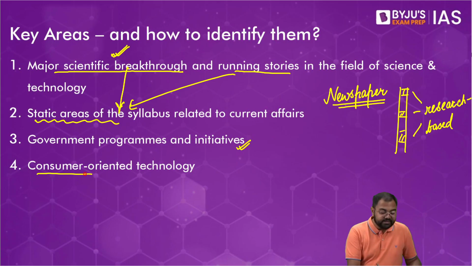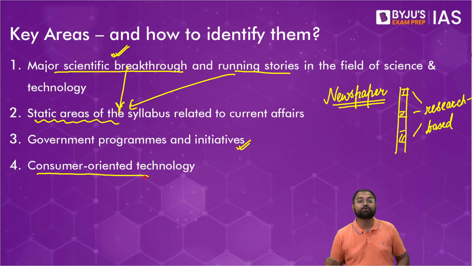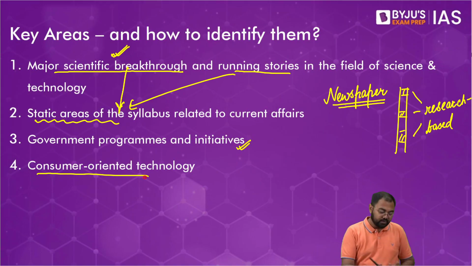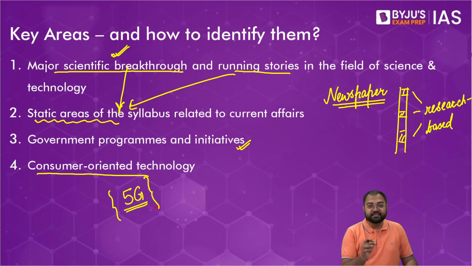And one thing is consumer oriented technology, the technology where we see that in one way or the other the consumer is affected. A very simple example is your 5G technology. Correct? 5G technology is going to affect each and every consumer. So that's why 5G as a technology becomes very important for us in the examination.